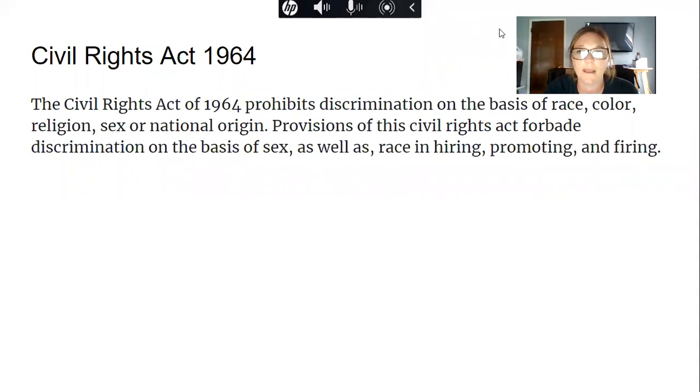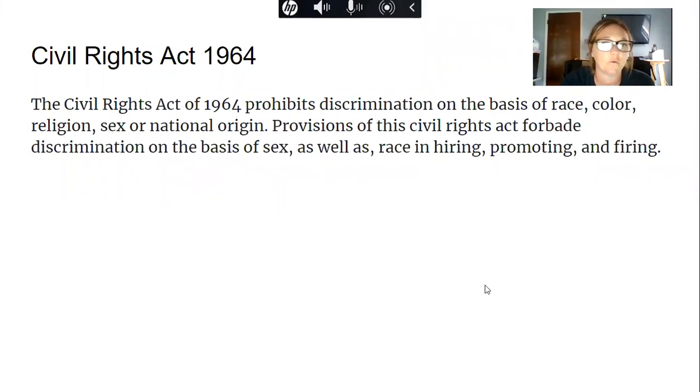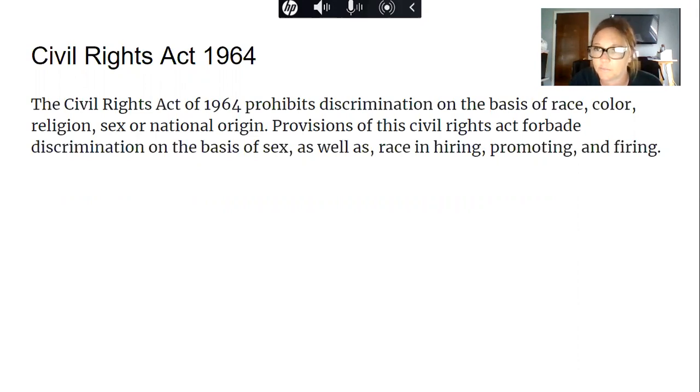For my kids, we have gone through some of these before in class, actually just last week, so it might be a little bit of review for you. The first one is the Civil Rights Act of 1964. This is probably arguably the most important piece of legislation Congress has ever passed. It basically prohibits discrimination on the basis of race, color, religion, sex, or national origin. It forbade discrimination on the basis of sex, as well as race, in hiring, promoting, and firing.